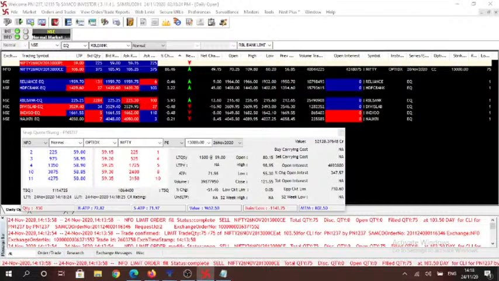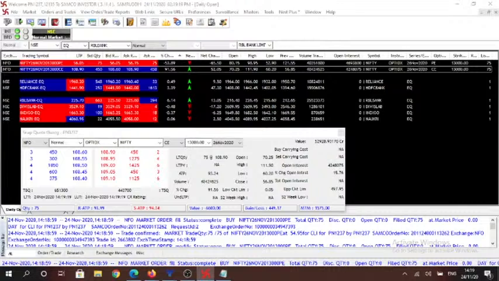So let's see. I'm going to modify that because it's taking so much time. At 110 we'll exit. Yep, we have exited. Now we don't have any position in calls. We just have one position in puts. We are short puts. Apart from that, I think we only have a position in RBL Bank now.